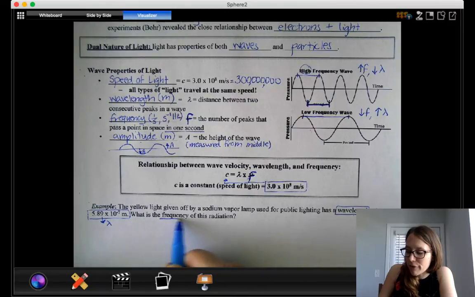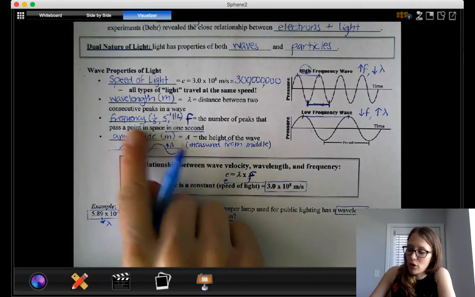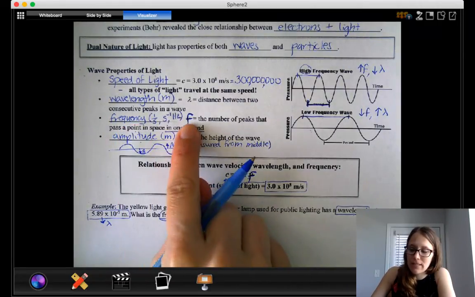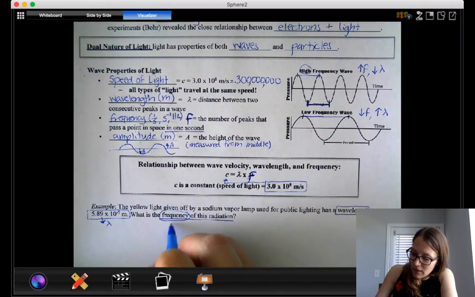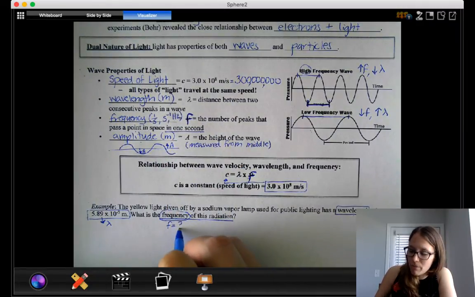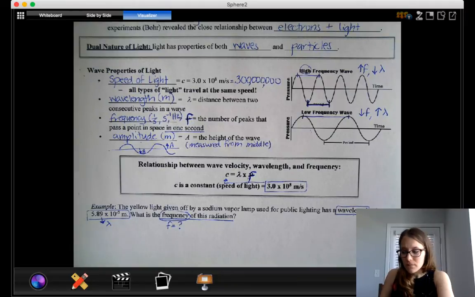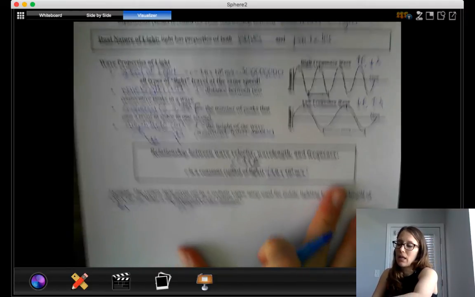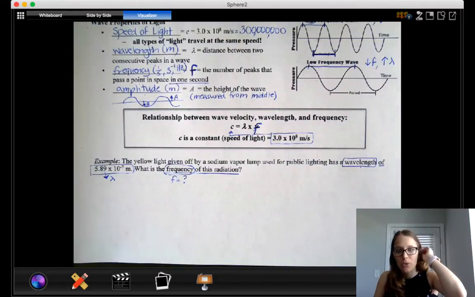Okay. The next thing I want to do is continue reading the rest of the problem. So what is the frequency of this radiation? So this is what we're being asked to solve for, frequency. So if I look for frequency, I see frequency is abbreviated with an F. And this is what I don't know. That's what I'm trying to solve for. From here, we can go ahead and plug in information into our problem.